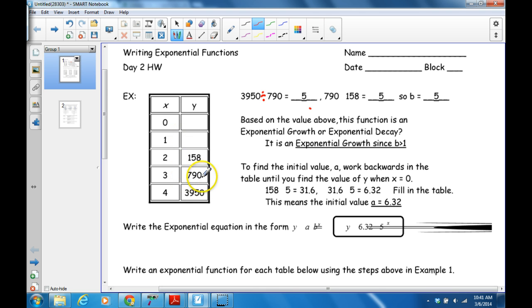So if you take 790 divided by 158, that is also 5. So your rate of growth, oops, should be rate of growth. Put my two words together. It was 5, your B value, right? Okay, so we need to go back in time to find our initial value. That is at time 0. So you need to mark that as your initial value. That's your A value.